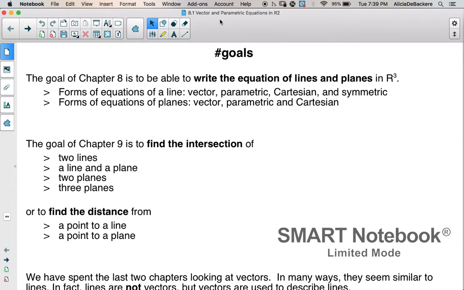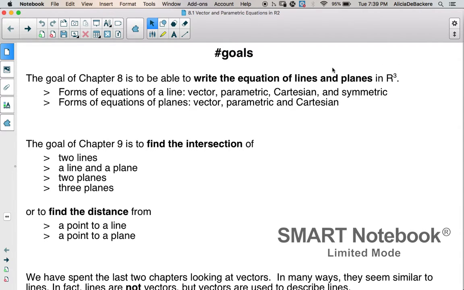Before we get started on Chapter 8, I'm going to go over our goals for the next two chapters. Even though in 2021 we won't be covering Chapter 9, I just want to talk about what the goals are for that as well. So the goal for Chapter 8 is to be able to write the equation of lines and the equation of planes in 3 space.